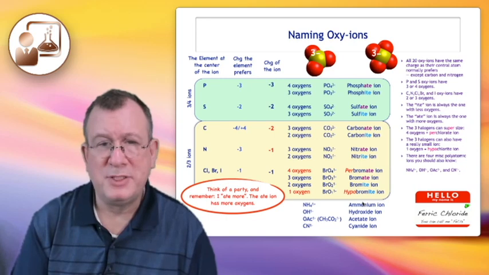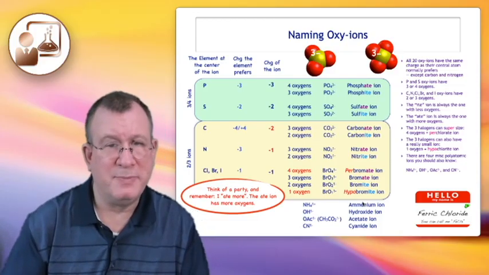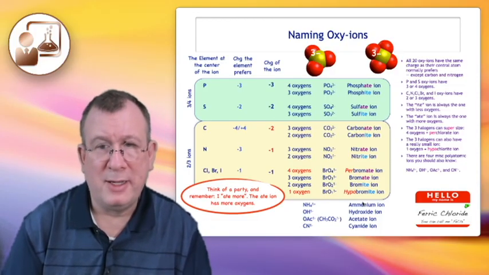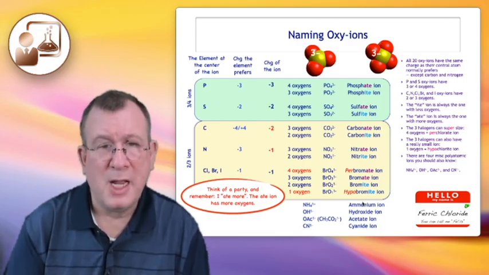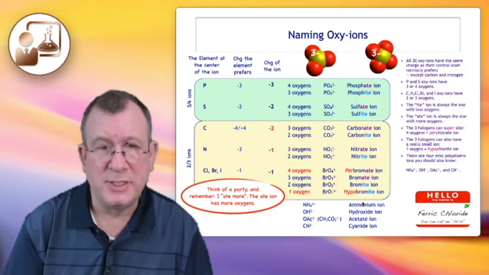And as long as you remember the charge on it, you should have no trouble taking the name and making the formula, or going from that formula to make the name. Now, there are a few exceptions to that rule. For example, you can have bigger than the biggest, and you can have smaller than the smallest.